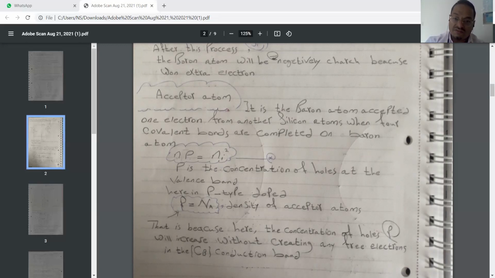Here, p-type doped. I say this is a very important question for us, because when I select p-type or n-type doping, I can know the concentration of electrons in the conduction band and the concentration of holes in the valence band. Okay.